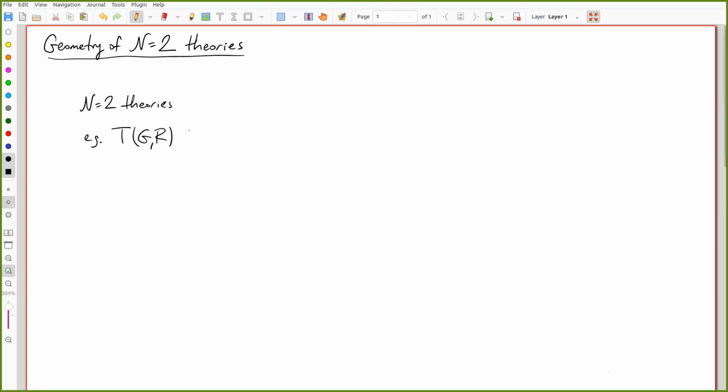particularly field theories that are built from a compact Lie group and a representation. Those are called Lagrangian field theories, gauge theories. Theories that are built from a Lie algebra and a Riemann surface. Those are called theories of class S. So I guess here I should draw a little picture of what it is. This is a little Riemann surface.